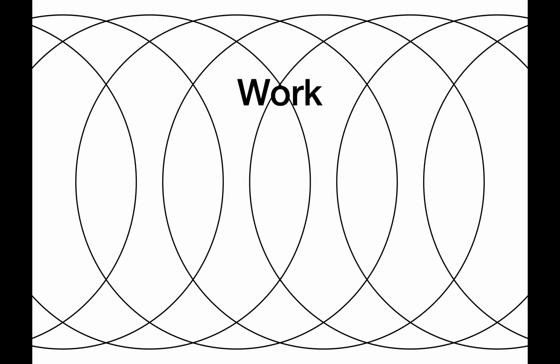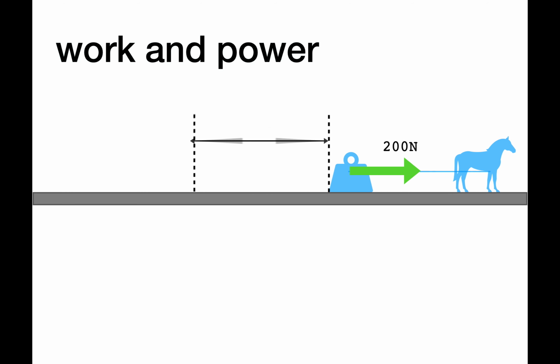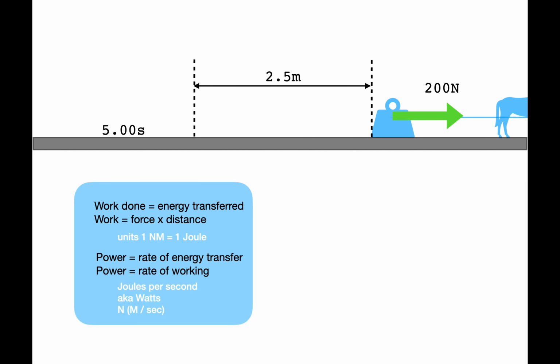Let's talk about work in physics. When we talk about work in physics, we're talking about transferring energy. So, in this example, the horse is transferring some of its energy to the mass that it's dragging across the floor. Think of it as converting chemical energy in the horse's muscles into heat, because when you drag things and there's friction, it generates heat.